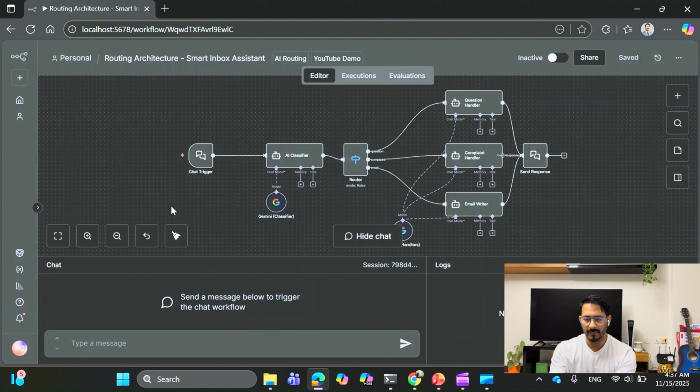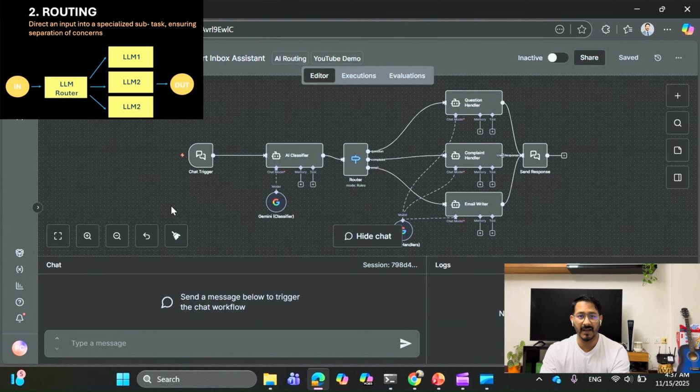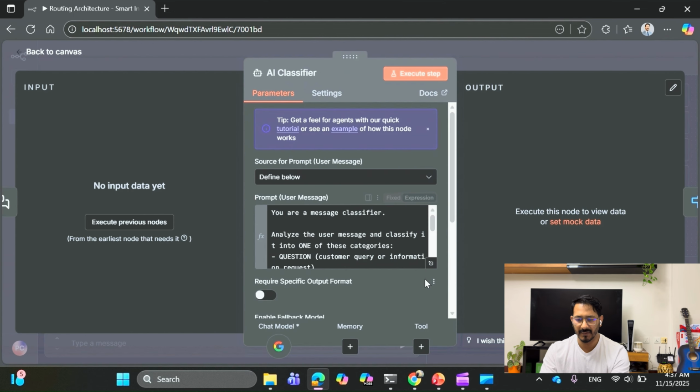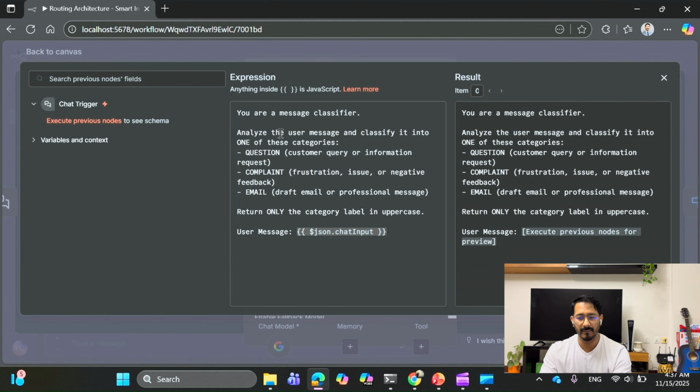Okay, so just to be more tidy and make you understand, the input, as we saw, is from a chat ticket. The input might be anything, coming from different sources, but what I'm trying to do is this: the router here is the AI classifier. What it does is, I'm saying you are a message classifier, analyze the user's message and classify it into one of these categories. And I have three categories because I've given three specialists.